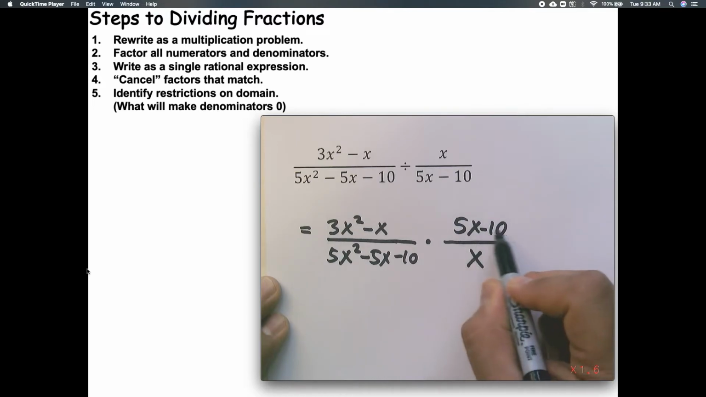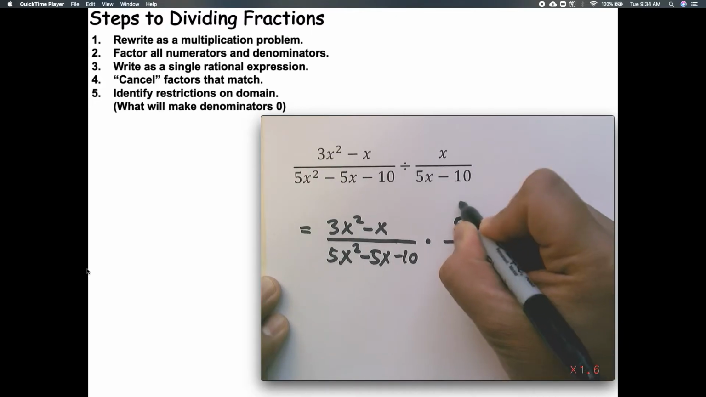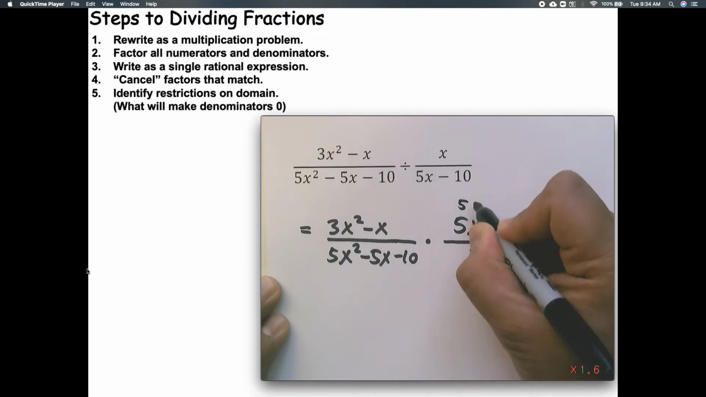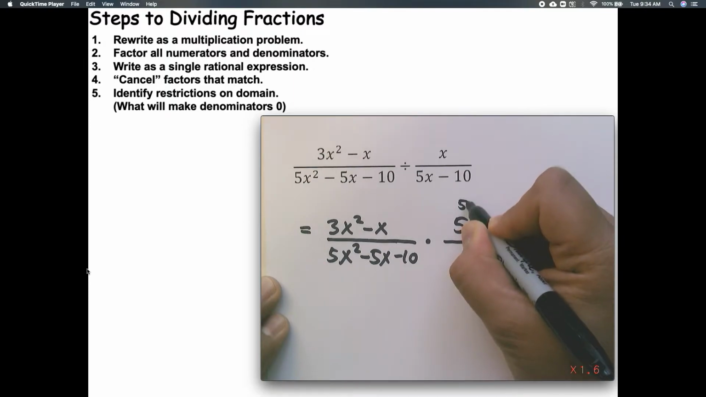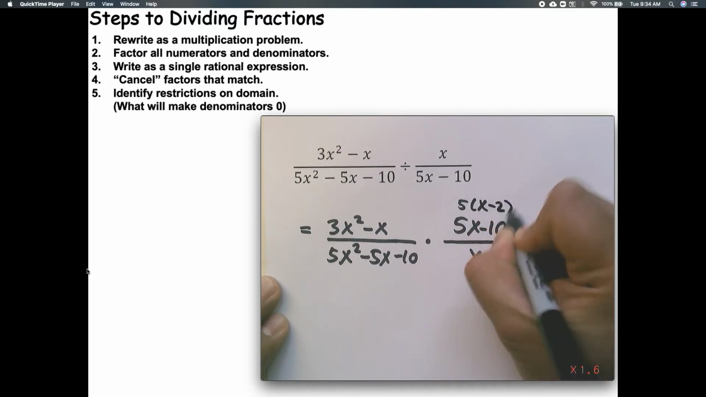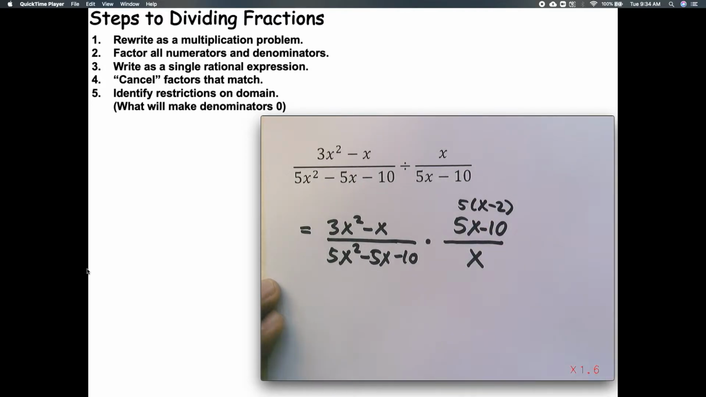Looking at this numerator, this one looks like I can pull a GCF. Now I'm just going to factor right on top just so I can kind of see it. Or actually, no, we don't have to factor on top. Oh, yeah, we do. So 5x minus 10.